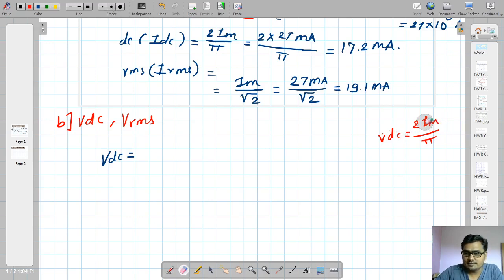Let me rub this twice Vm by pi. Why? Because this is the voltage when there is no load current. It is VNL. It's not VFL, the voltage when there is full load or when there is a load. It is VDC, the voltage when there is no load current at all. If there is no load current, then I can use twice Vm by pi.